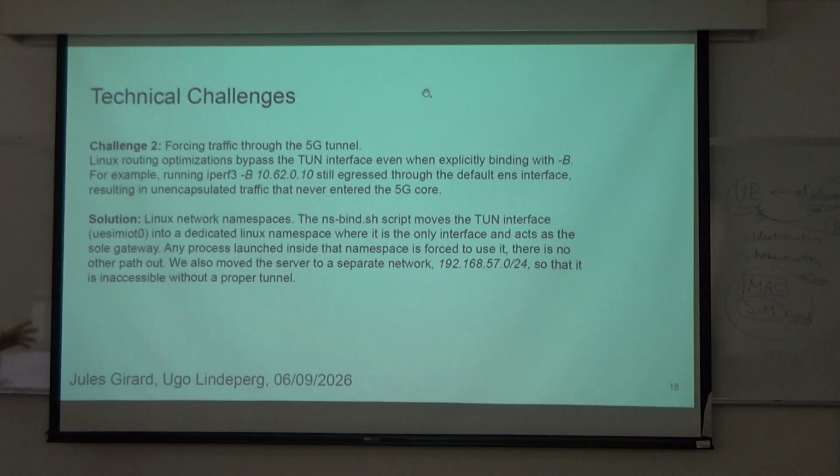The second problem was that when you try to go on the internet, Linux wants to take the fastest way to increase performance. So the problem is that Linux will not use our interface. It will just avoid the 5G network. To counter this, we use network namespaces, the Linux namespaces, to force Linux to use the 5G channel and to have the correct route.